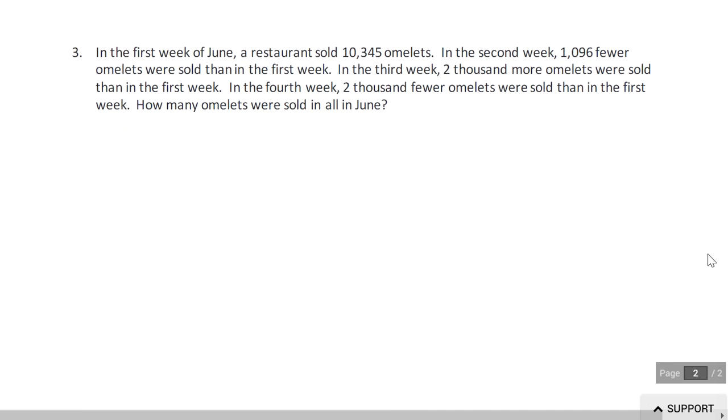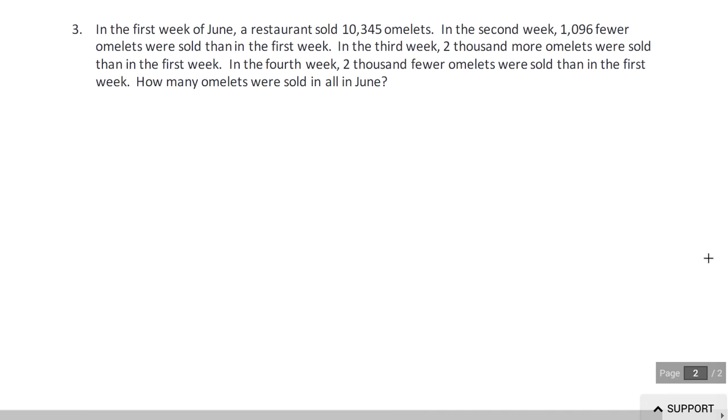All right. Number 3. So, in number 3, in the first week of June, a restaurant sold 10,345 omelets. The second week, it sold 1,000 fewer omelets than in the first week. Third week, 2,000 more were sold than in the first week. And in the fourth week, 2,000 fewer were sold than in the first week.